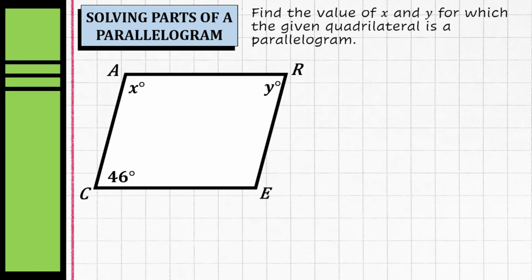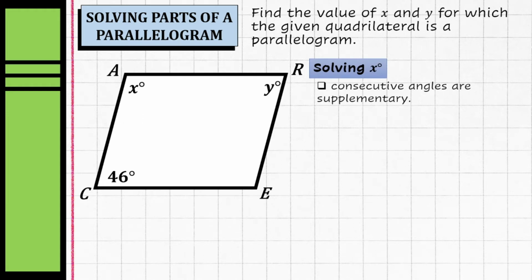Now let's have some examples in solving parts of a parallelogram by finding the values of x and y in this quadrilateral that is also a parallelogram. So in this case, let's solve for the value of x. Knowing that this is a parallelogram, we can say that consecutive angles are supplementary. Knowing that we're given the value of angle C, we can say that if we add angle A and angle C, it will be equal to 180 degrees.